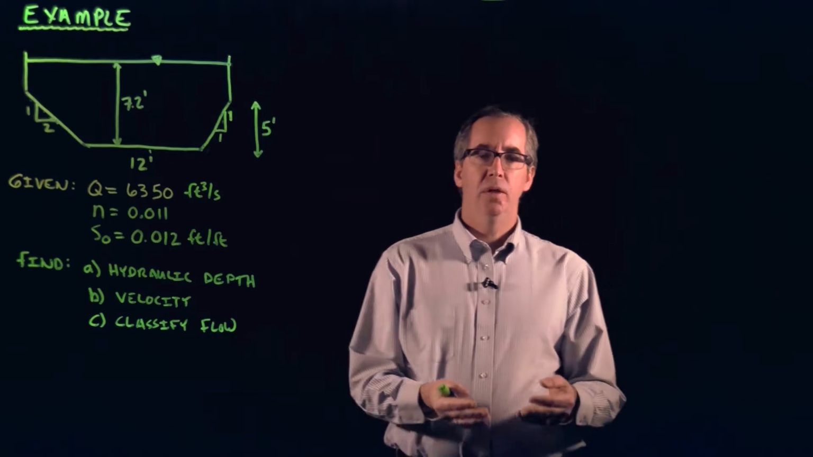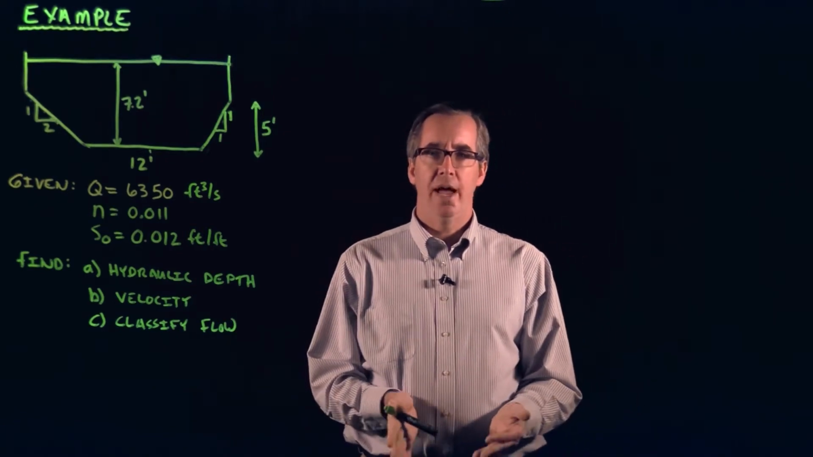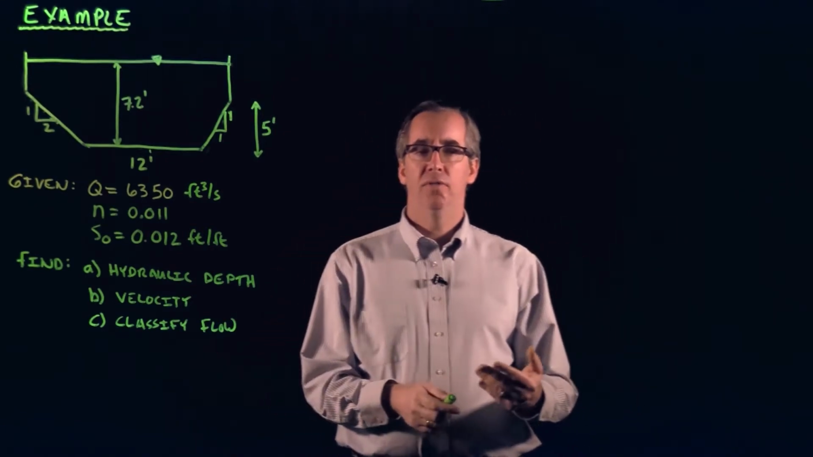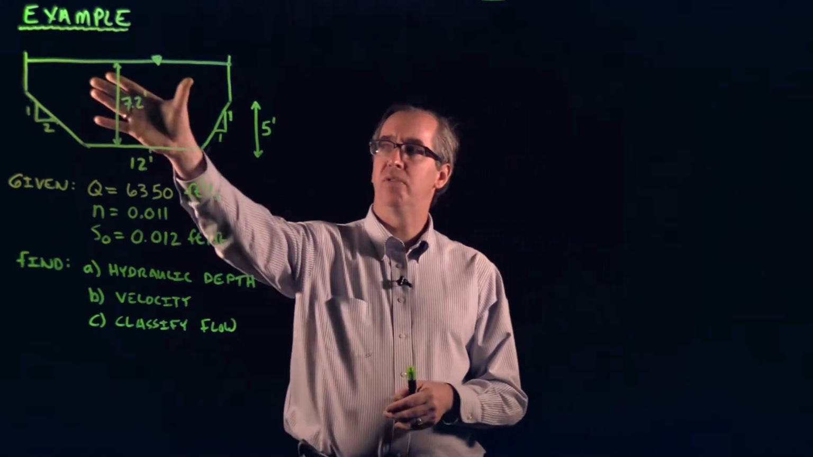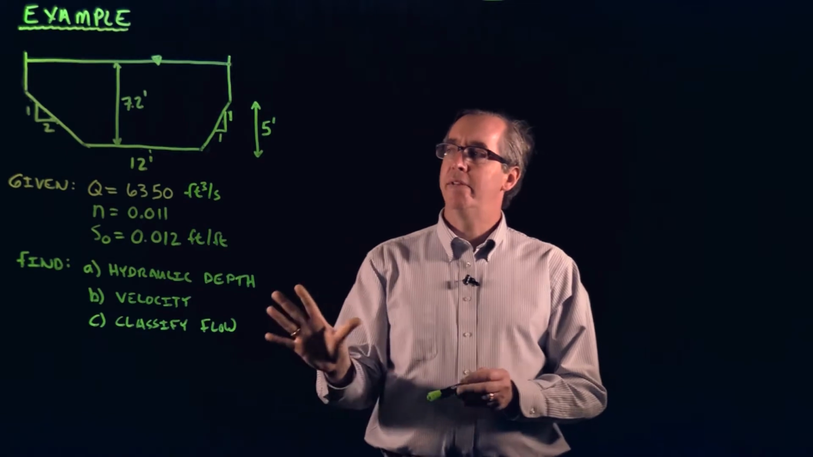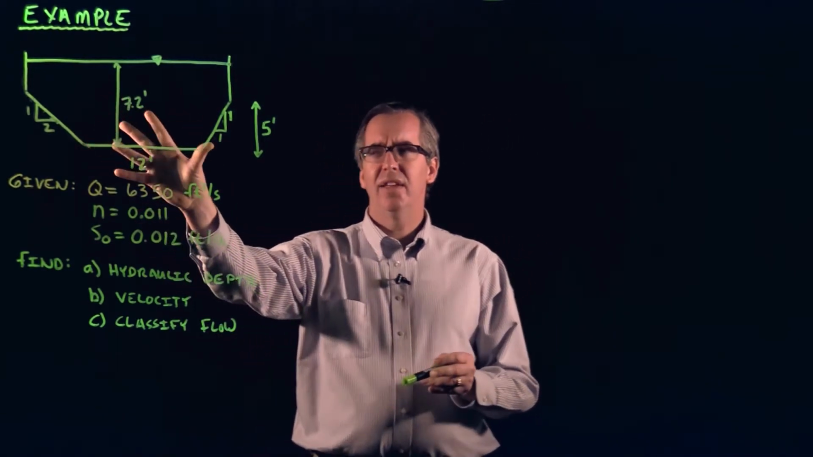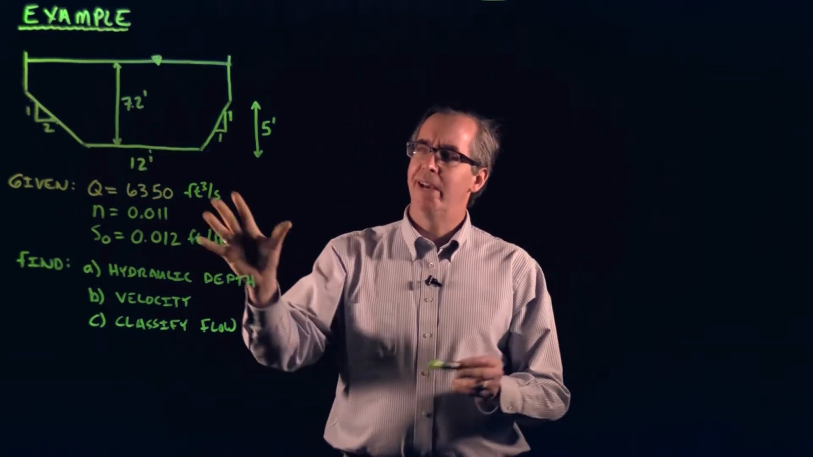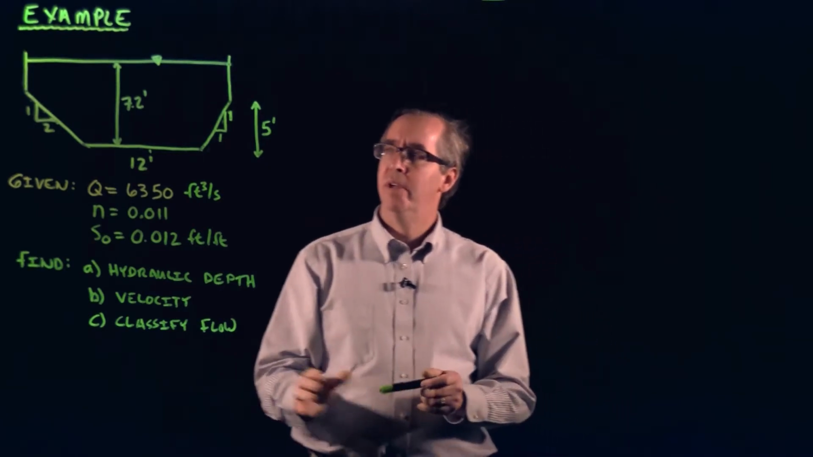In this example, we'll be looking at an open channel flow application. Recall that open channel flow is when we have water where the water surface is open to the atmosphere. So in this example, we have a cross section. It's trapezoidal, but kind of a hybrid trapezoidal.